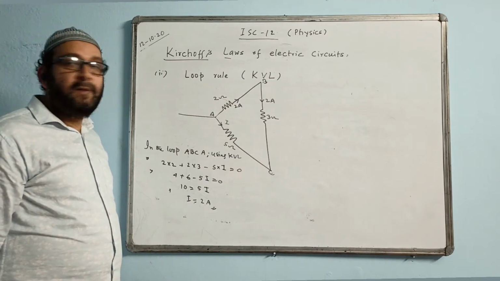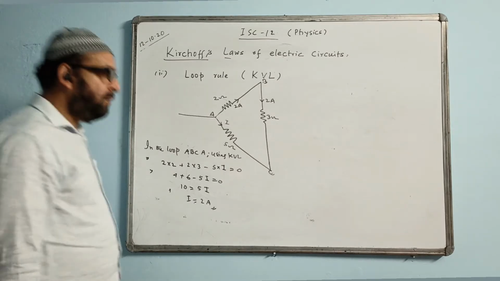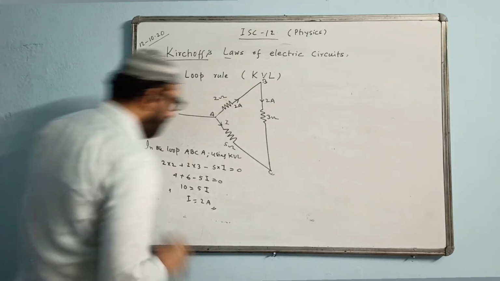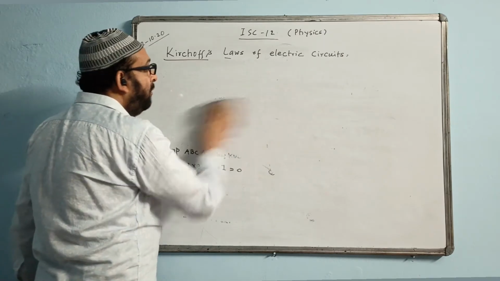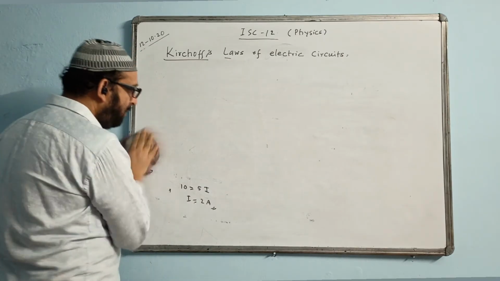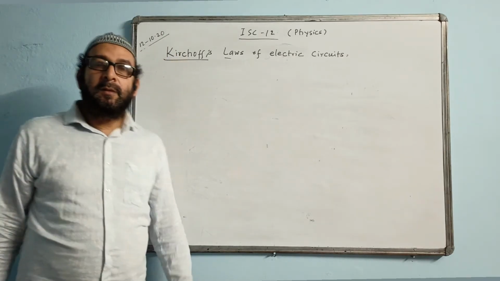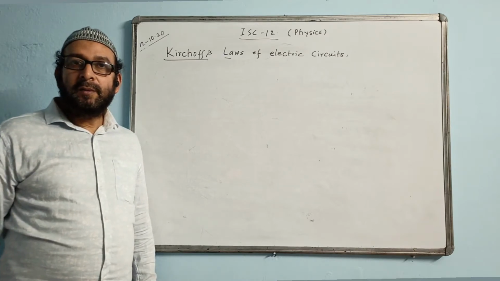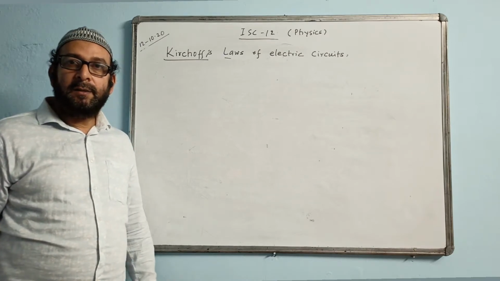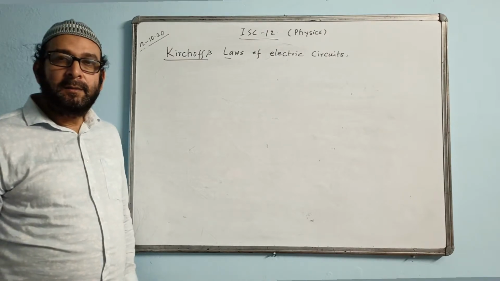So these two laws are very important, highly important, and they become useful in many cases. So we will do some numerical problems on Kirchhoff's laws, both the laws, junction and loop. Now write a question. Calculate the values of current.